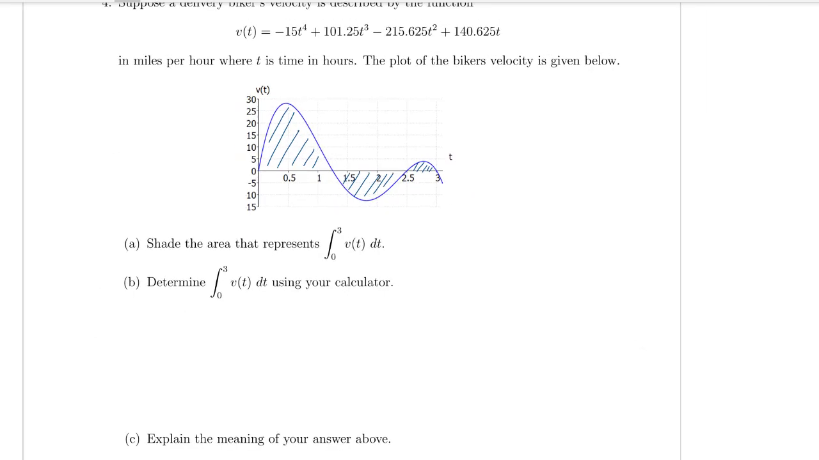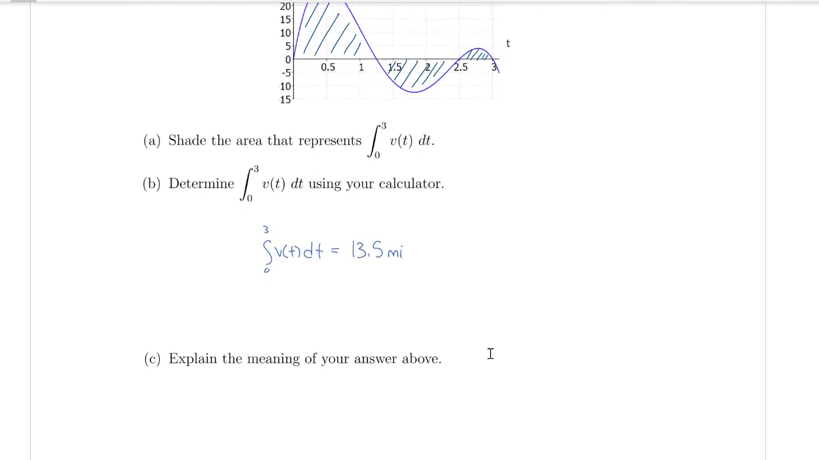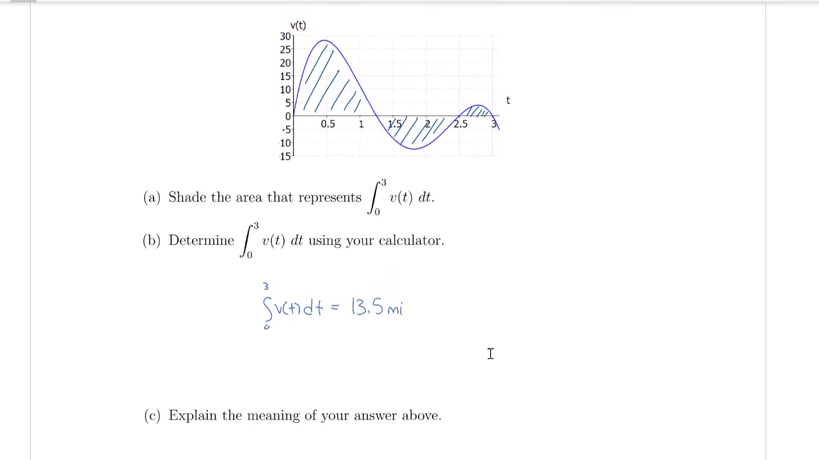And for determining that number, we can just plug that into the calculator. So if you're not sure how to evaluate that in your calculator, go back to the previous lesson where we covered that using the TI-83 or 84. So you should get 13.5 miles when you evaluate that. And so what does that mean?